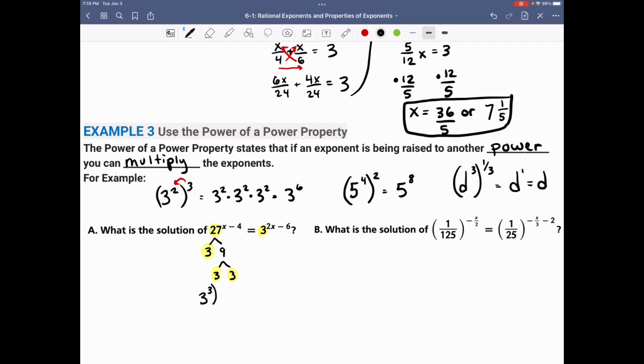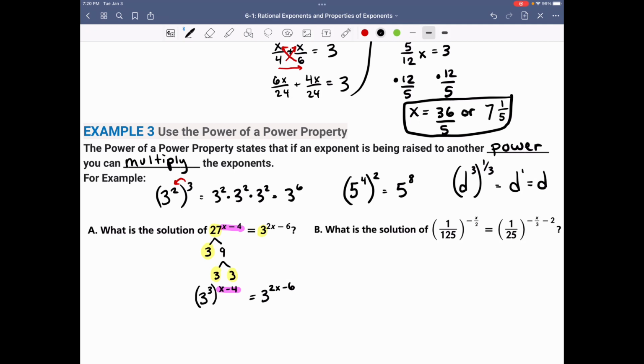And I'm going to put that in parentheses, x to the minus 4, because that was the exponent here, x to the minus 4. Okay, so all we did was we wrote 27 as 3 to the third. Then I'm going to bring down the rest, equals 3 to the 2x minus 6. Now they almost have the same base, but that 3 is a problem. So if we remember from our property, we can multiply these exponents.